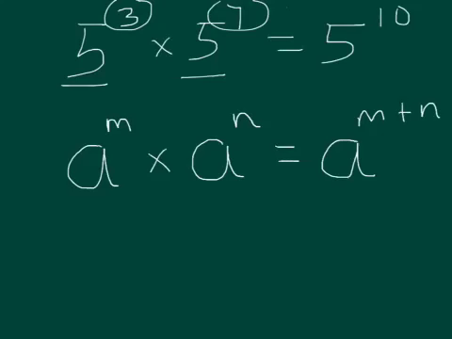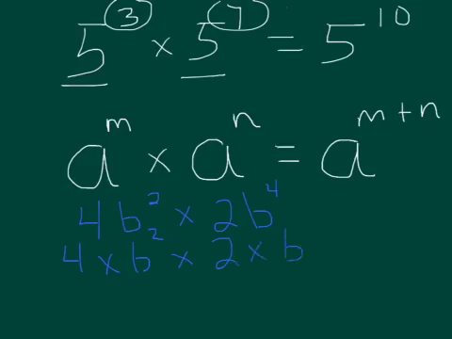It gets a little bit more complicated if we have numbers attached to the variables. So for example, if I had 4b to the 2nd times 2b to the 4th power, we use the rule pretty much the same way, but what makes it a little bit simpler is if we break these factors into smaller factors. So for example, 4b squared is the same as 4 times b squared. And then I times that by 2b to the 4th, which is 2 times b to the 4th.